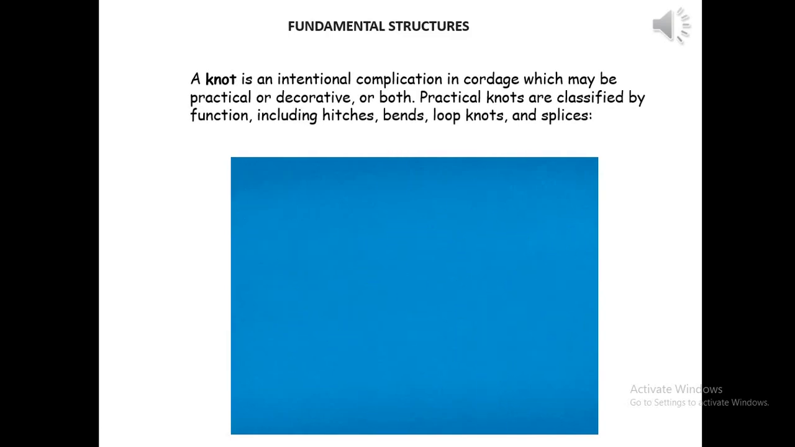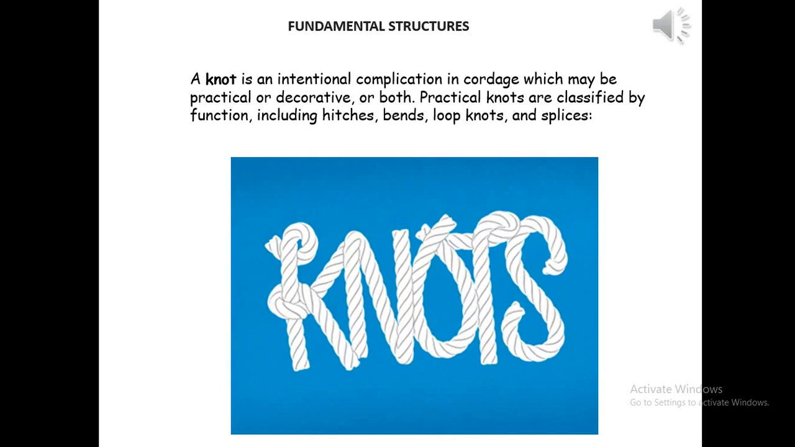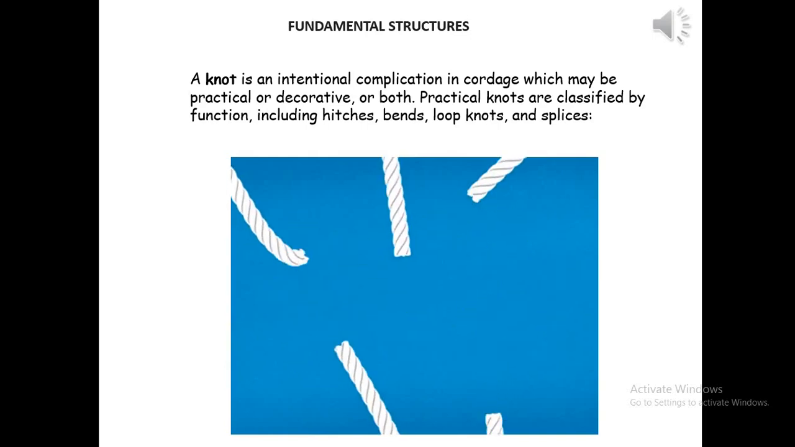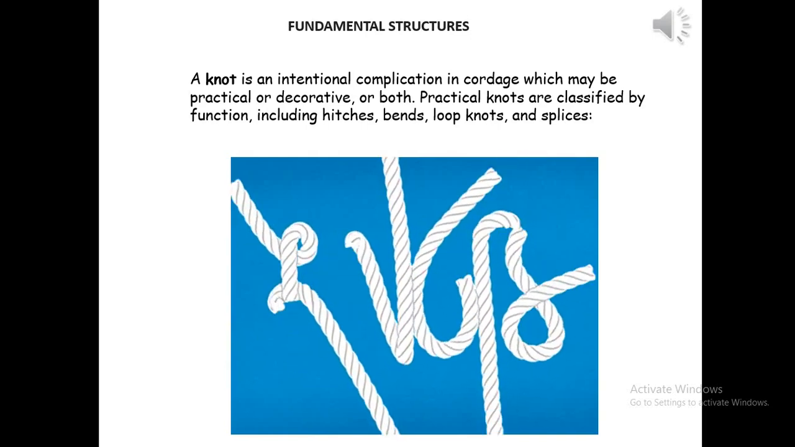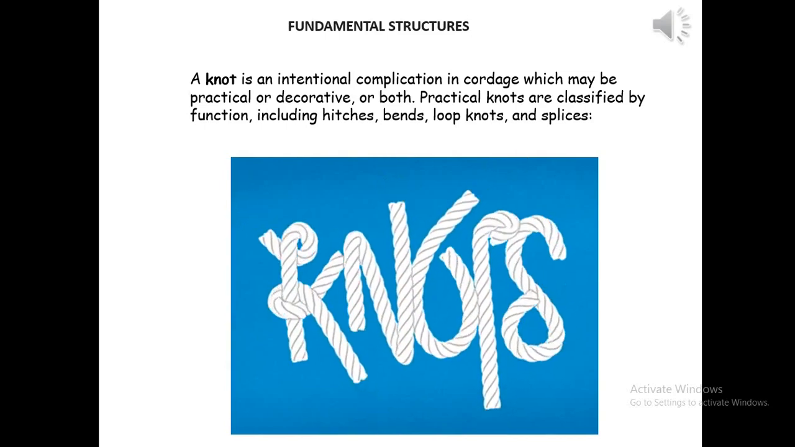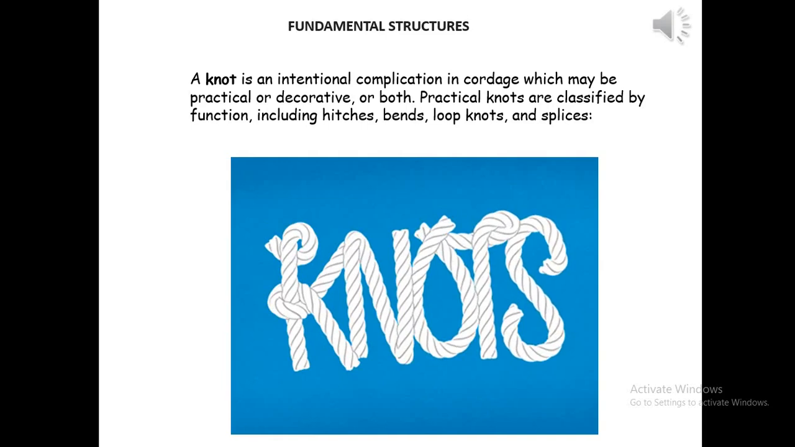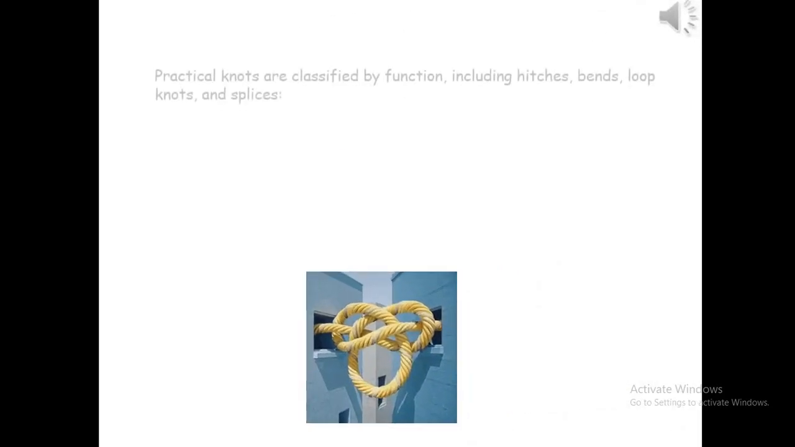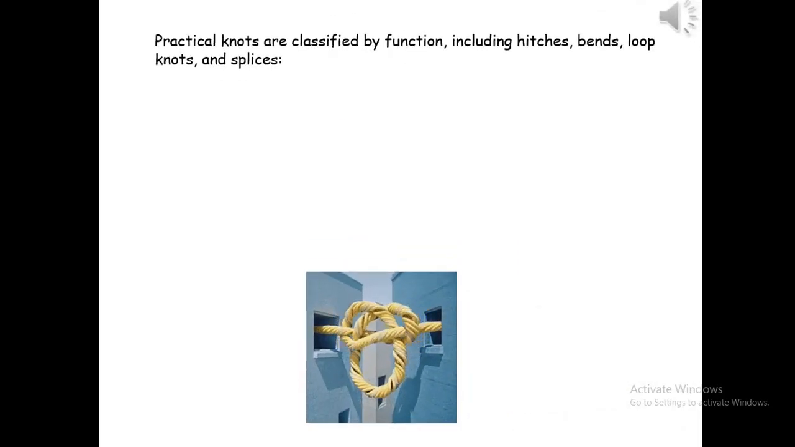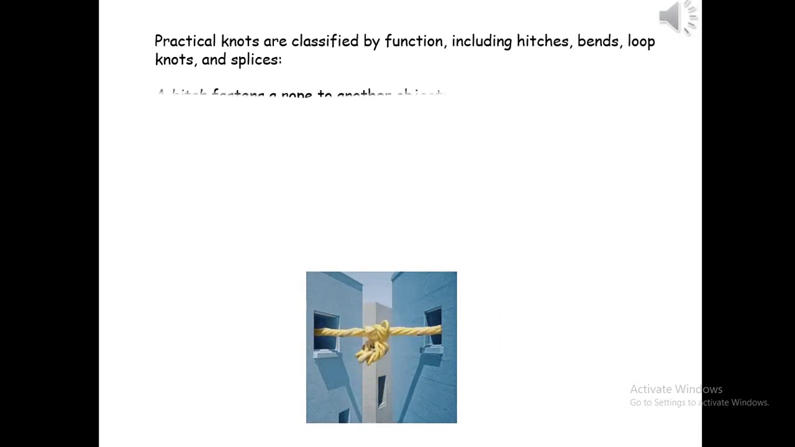Fundamental structures. A knot is an intentional complication in cordage which may be practical or decorative, or both. Practical knots are classified by function, including hitches, bends, loop knots, and splices. A hitch fastens a rope to another object.